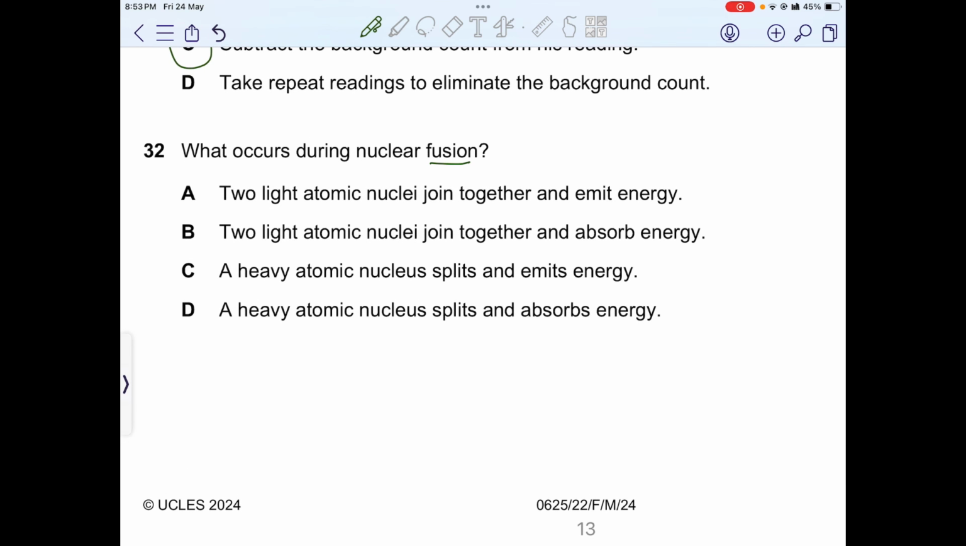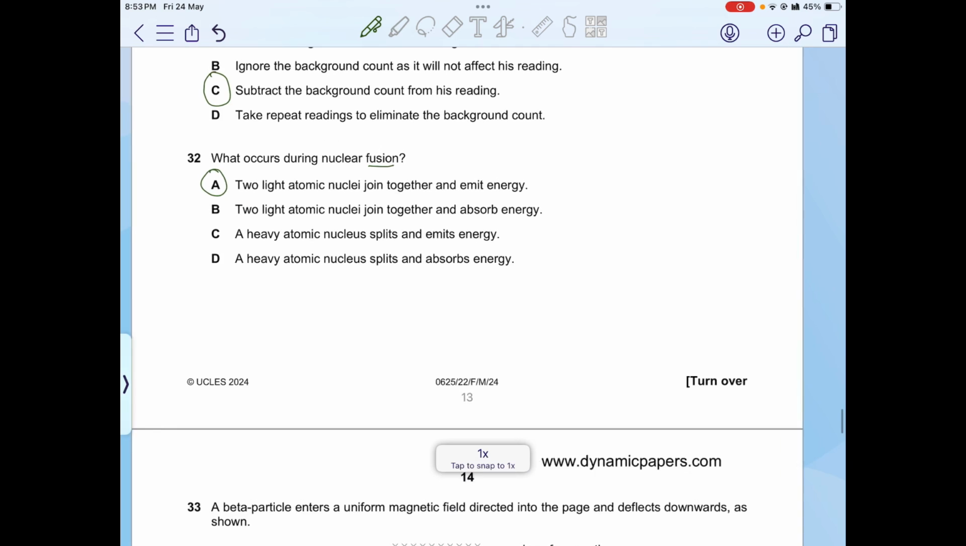Nuclear fusion is basically two light nuclei joined together, and they emit energy. They don't absorb energy, they emit energy. Just remember that nuclear fusion happens in the sun and the sun always emits energy, right?